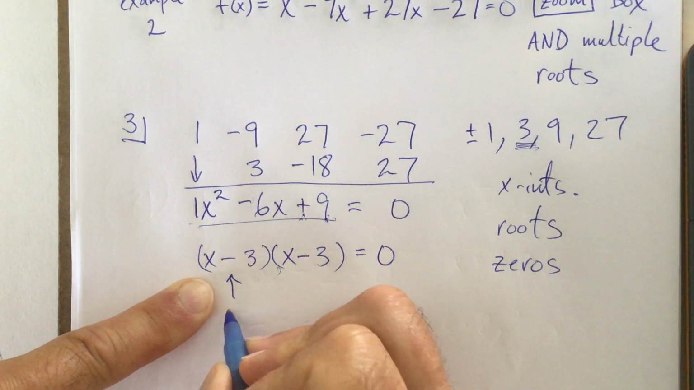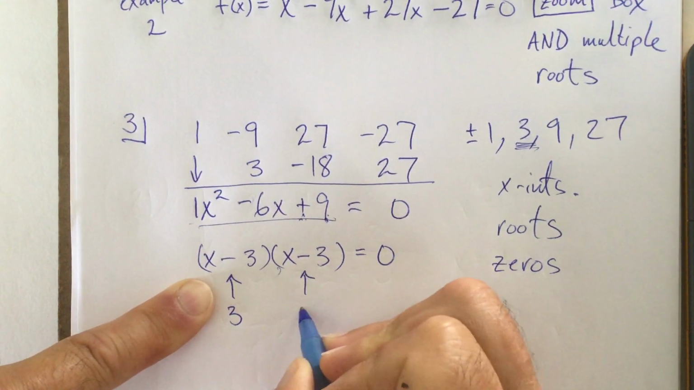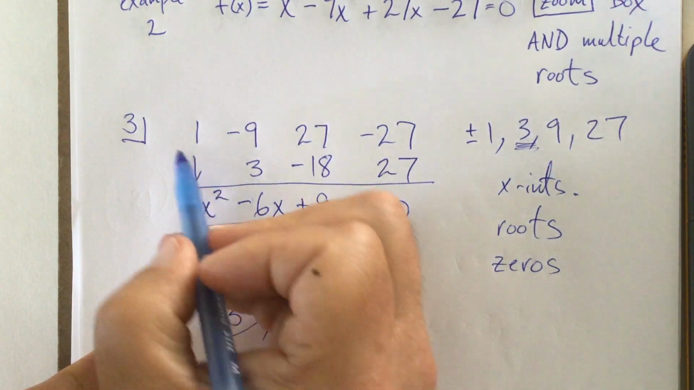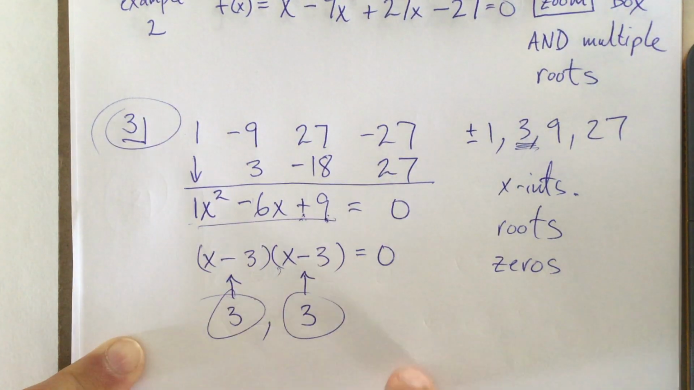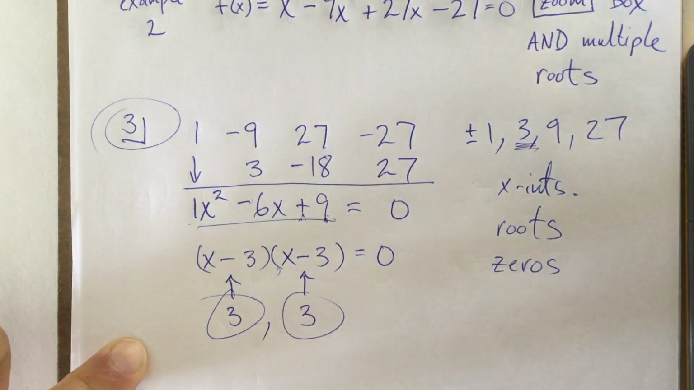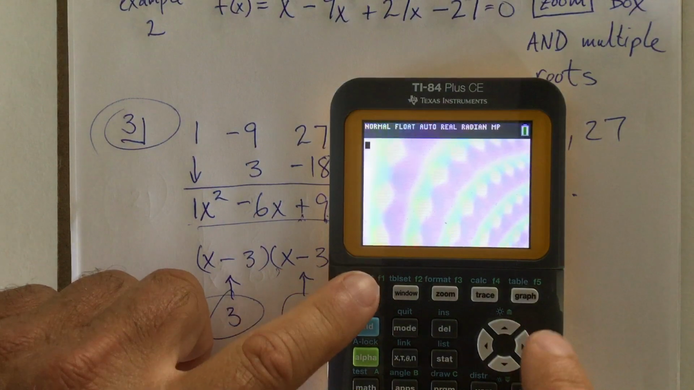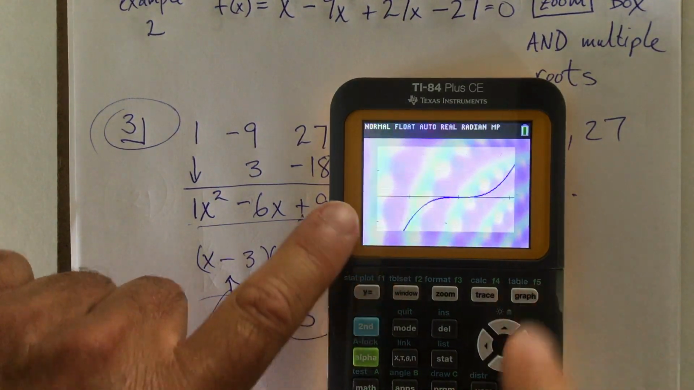So this answer here is a 3. This answer here is a 3. You're getting a 3. You're getting a 3. Everyone's getting a 3. I feel like Oprah. But what does that mean? It means when I look at this graph, now watch out.